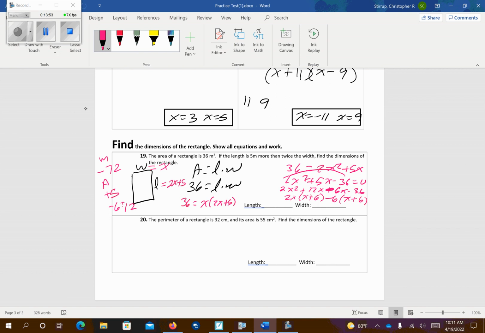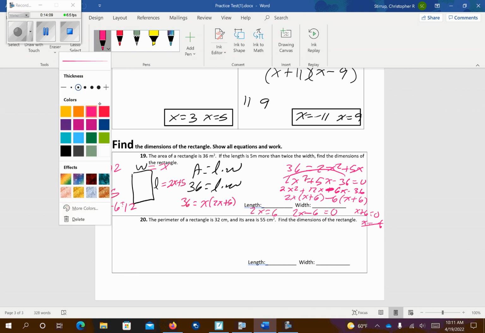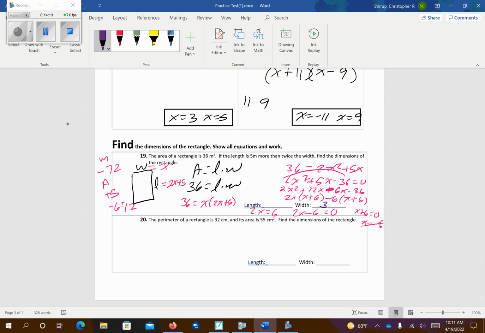So x plus 6 equals 0 would give me a negative, so that's not going to work. The other one, I'm going to get 2x minus 6 equals 0. Add 6 to both sides. So I get x is 3, so I get a width of 3. And the length is 2 times 3, which is 6, plus 5, so I get 11.